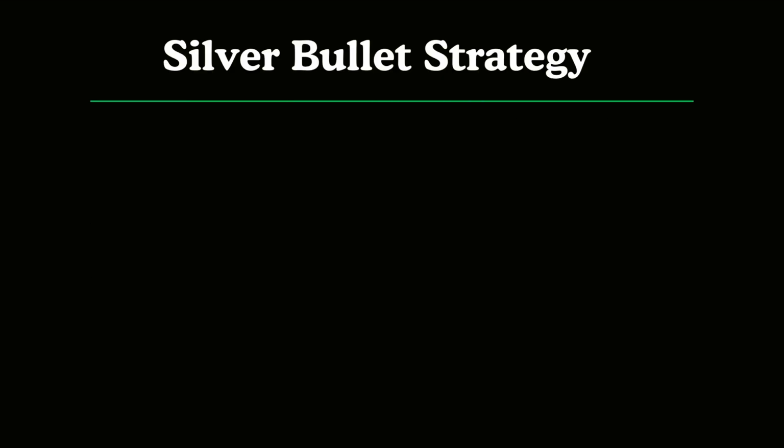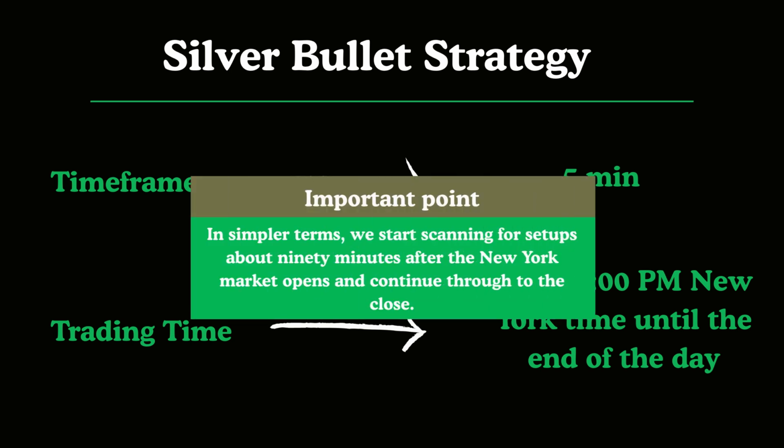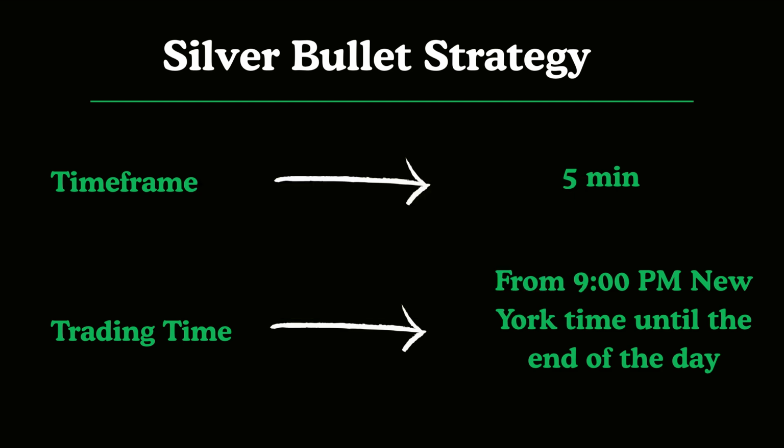Before diving into this entry model, it's important to clarify that we rely on a specific time frame and time zone to identify trade opportunities within the silver bullet setup. This strategy is executed on the 5-minute chart, and the trading window runs from 9 p.m. New York time until the session ends. In simpler terms, we start scanning for setups about 90 minutes after the New York market opens and continue through to the close.